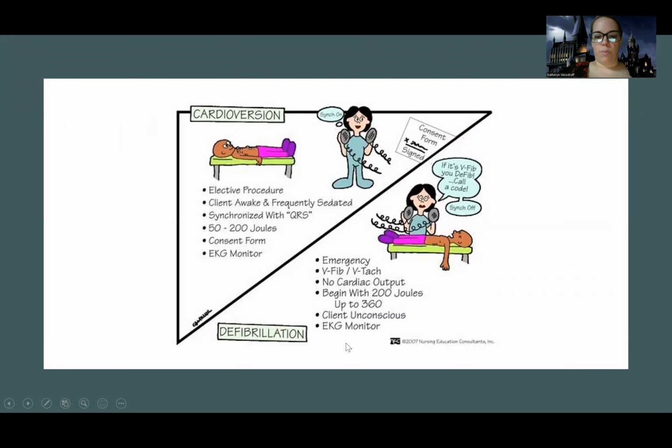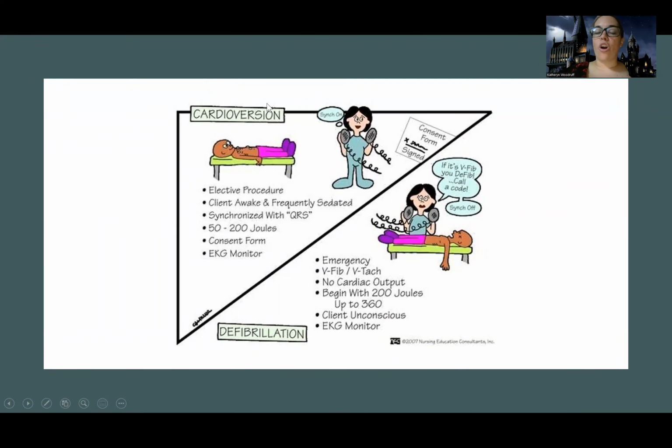So I talked about defibrillation. There's not a lot that we need to do here because the patient is usually dead and we are trying to resuscitate them. It's an emergency. Like we talked about, VFib or VTAC without a pulse. There's zero cardiac output. So we're going to use high energy because we're trying to resuscitate them, bring them back to life. The client's unconscious, and they're going to be hooked up to the monitor.